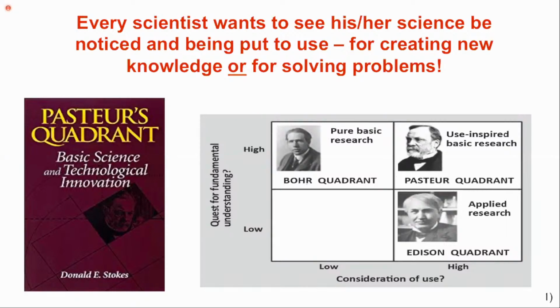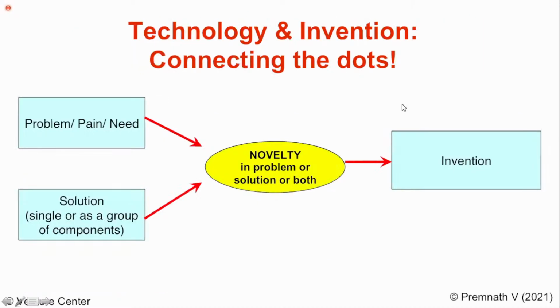So there's an element of understanding the problem, there's an element of understanding the tools, and then putting that together to make a technology. But there's a general rule that all of us as scientists want to see our science being used, being noticed, right? You would love to do that. And it takes time for some people who might be in the so-called Bohr quadrant, whereas some others are a little more impatient and they sit in the Edison's quadrant looking to solve immediate problems and creating value more immediately.